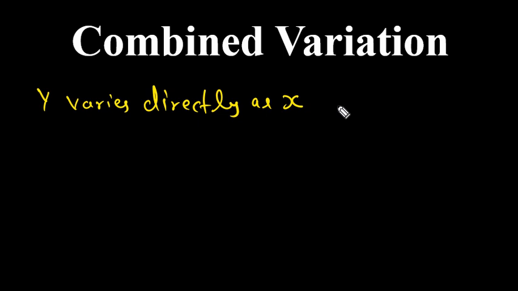Hi everyone. So another type of variation that we have is combined variation. In this one you will be given direct and inverse variation both together. So for example, if I say y varies directly as x and inversely as z, pause the video and try to write the equation in this case.